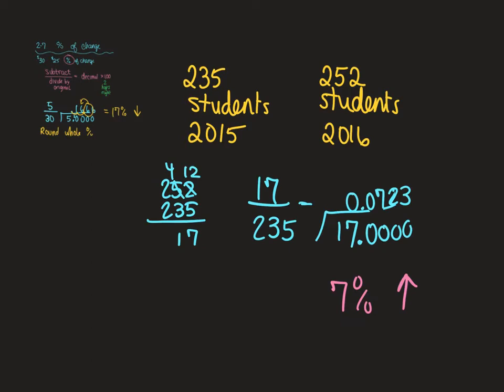Did you get 7% increase? I subtracted 252 minus 235, and I got 17. I put 17 on top. I'm going to divide it by 235 because that's the original number. That was the number we started with in 2015. So I divide by 235. I get this decimal. Calculators are okay. Hop twice. Look at the neighbor. It stays 7%.